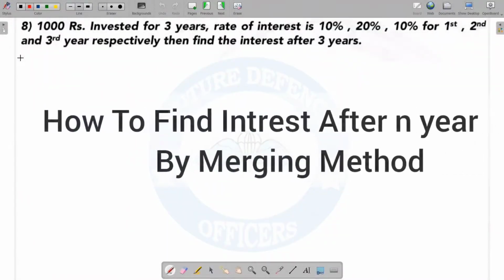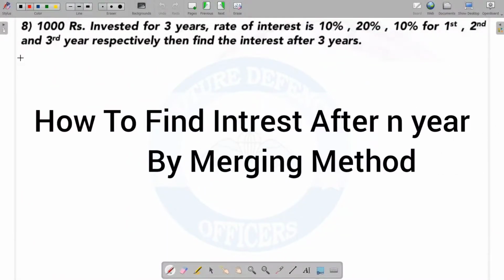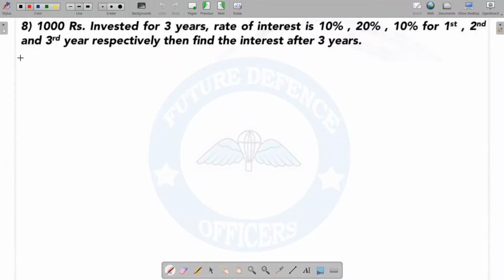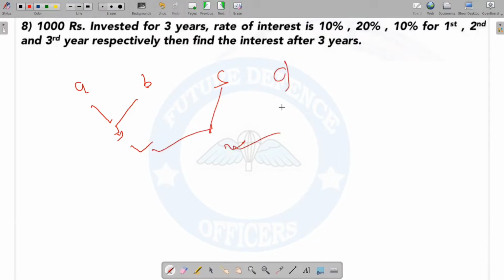Everyone solve here. Now here the interest is for 3 years. What to do? In this situation, take the percentages A, B, C. First merge A and B by the same formula. Then whatever you get, you will merge with the next. If it is for 4 years, whatever you finally get, you will merge with D, and you will finally get the interest percentage.